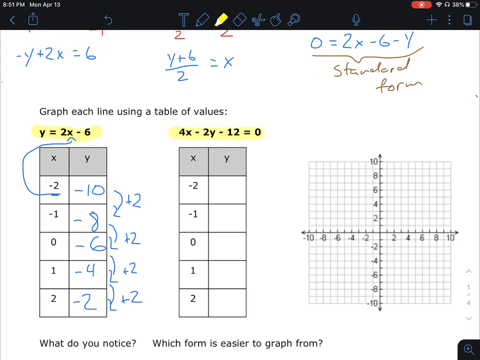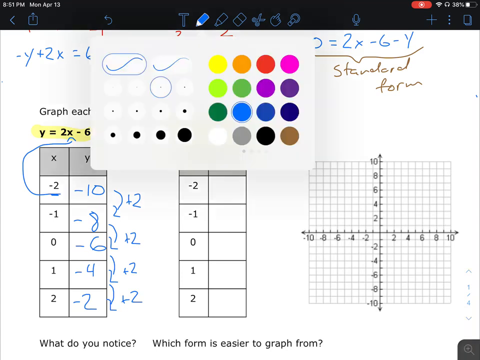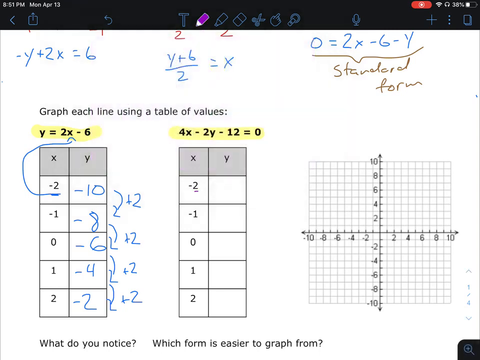The next line we have is in that standard form we were talking about. 4x minus 2y minus 12 is equal to 0. Well, if I try and take my x value and plug it in, I would get 4 times negative 2, which would be negative 8, but then I'll have minus 2y minus 12 equals 0. That doesn't really give me a nice output for my y value, so I need to rearrange and change this into slope-intercept form.